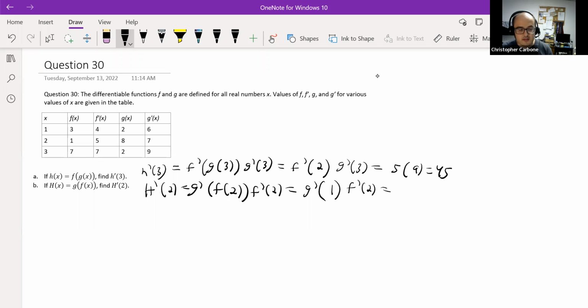So g prime of 1 is 6, times f prime of 2, which is 5. 6 times 5, this is going to give us 30.